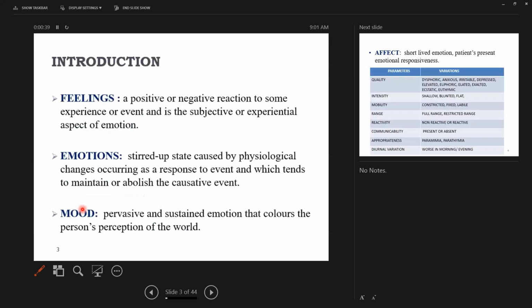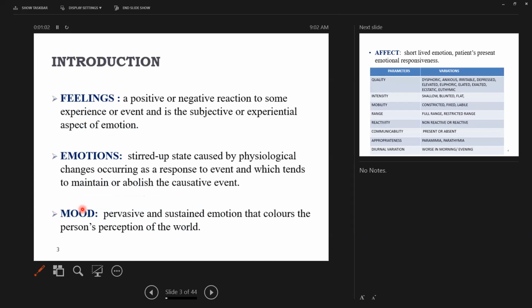Now, some definitions. Feelings. What is a feeling? A feeling is a positive or a negative reaction to some experience or to some event, and it is the subjective or experiential aspect of emotion. Emotions are a stirred up state which are caused by physiological changes occurring as a response to an event, which tends to maintain or abolish the causative event.